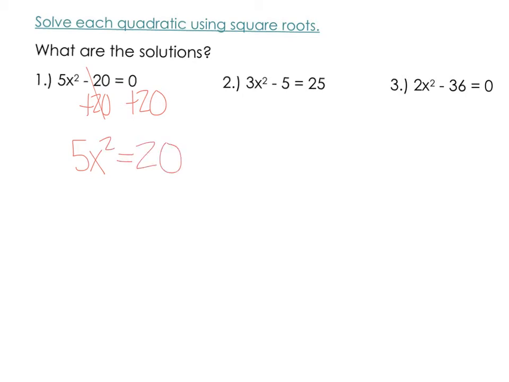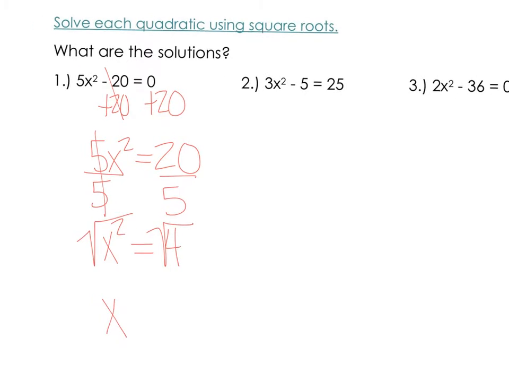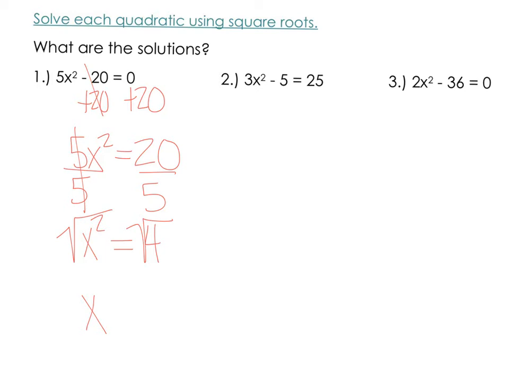Okay, my next step then, get rid of the number in front of x. So I'm dividing by 5. And I end up with x squared is equal to 4. So what I'm going to do is take the square root of x squared. And if I square root the left, then I'm going to go over and square root the right as well. So the square root of x squared is x, and the square root of 4 is going to be equal to plus or minus 2.